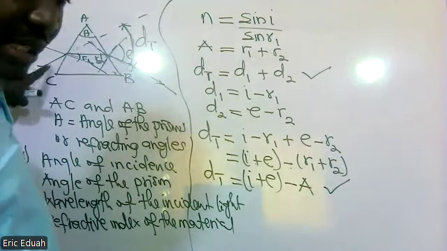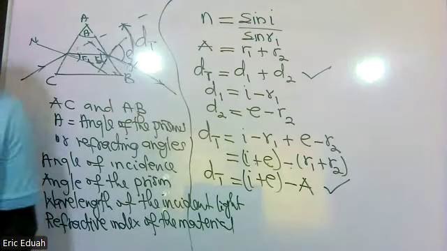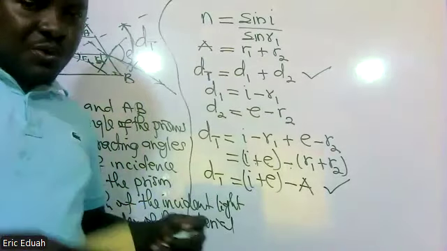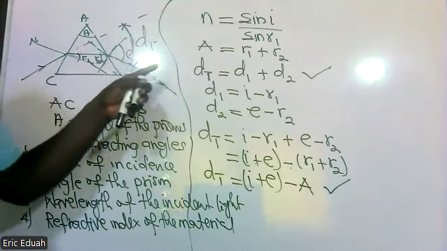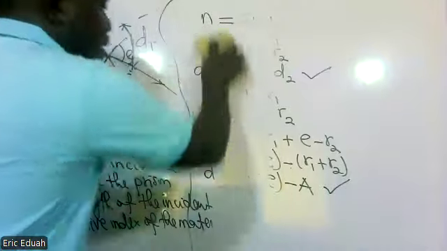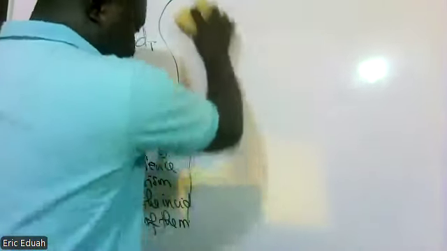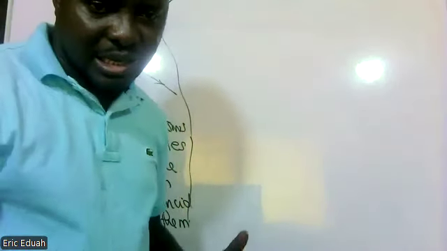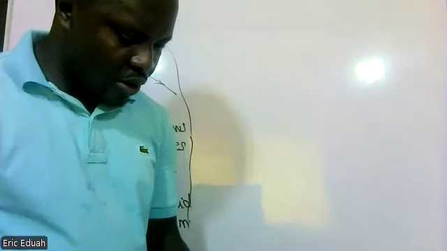And so we saw that as we increase the angle of incidence, the total deviation would be decreasing, but it would decrease to a certain point, and then from there be increasing.